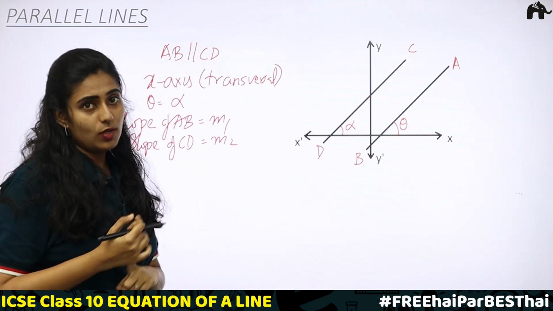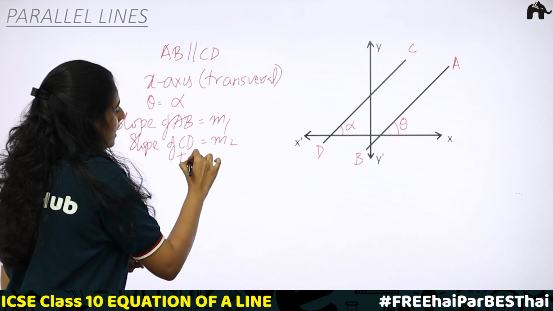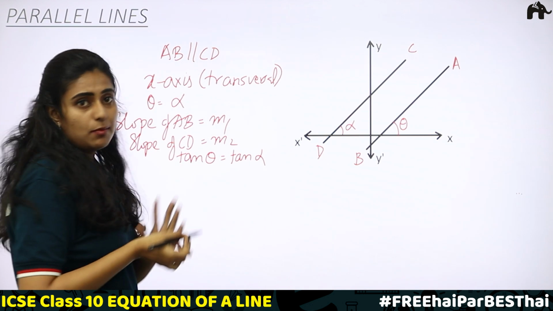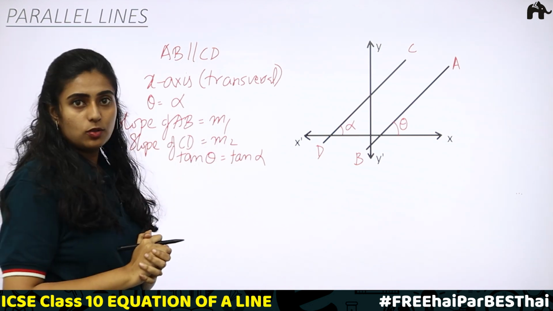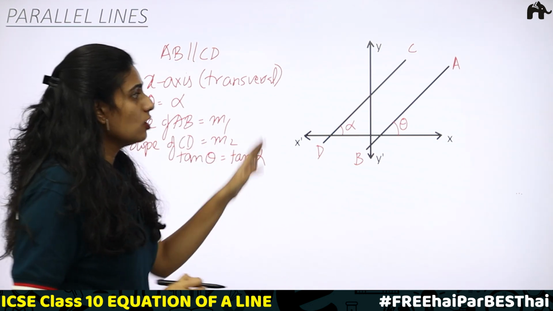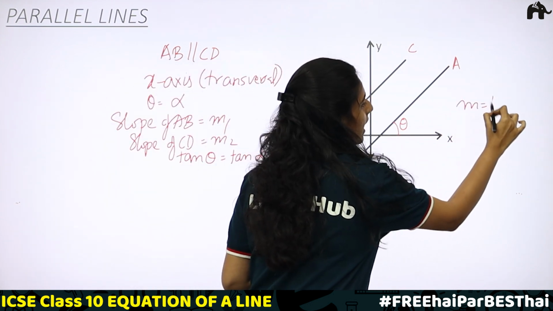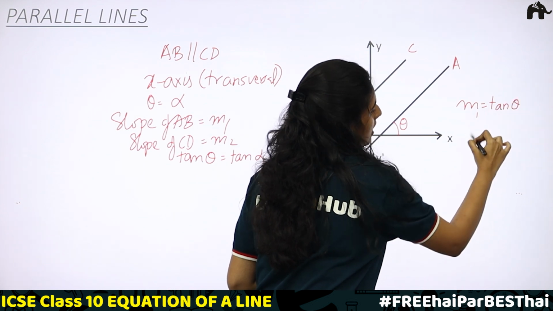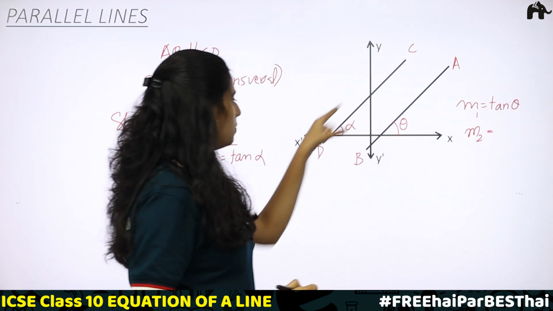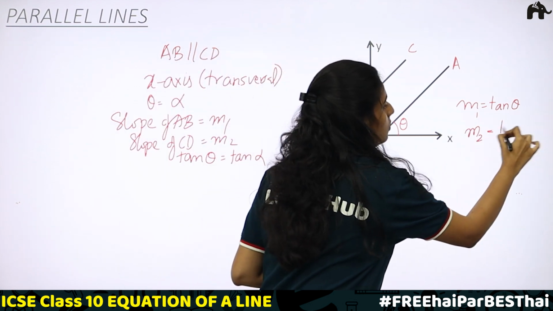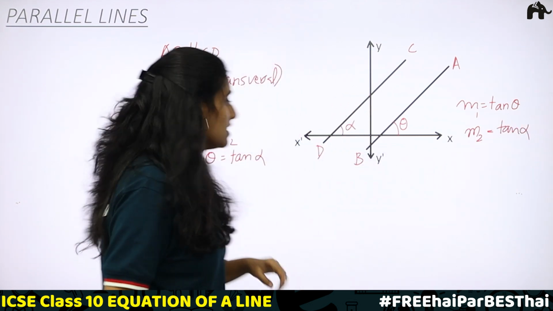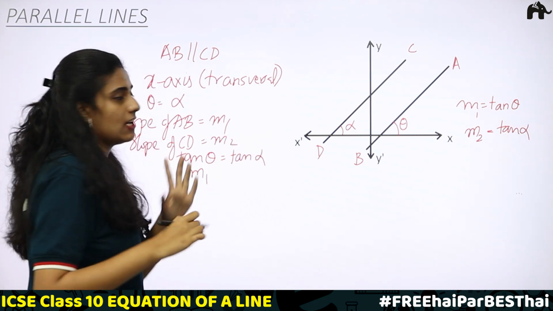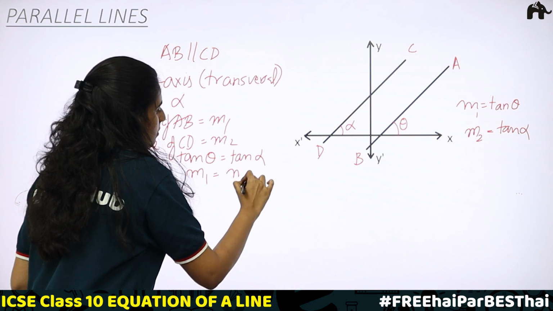We are going to find the relation between the slope of AB and slope of CD. We have theta is equal to alpha. Then what about tan theta? Tan theta will be equal to tan alpha. If they are the same angle, then tan theta will be equal to tan alpha. We know that slope M is equal to tan of angle. Therefore, M1 will be equal to tan of theta and M2, that is slope of CD, will be equal to tan of alpha. Yes, tan theta is equal to tan alpha, which means M1 will be equal to M2.